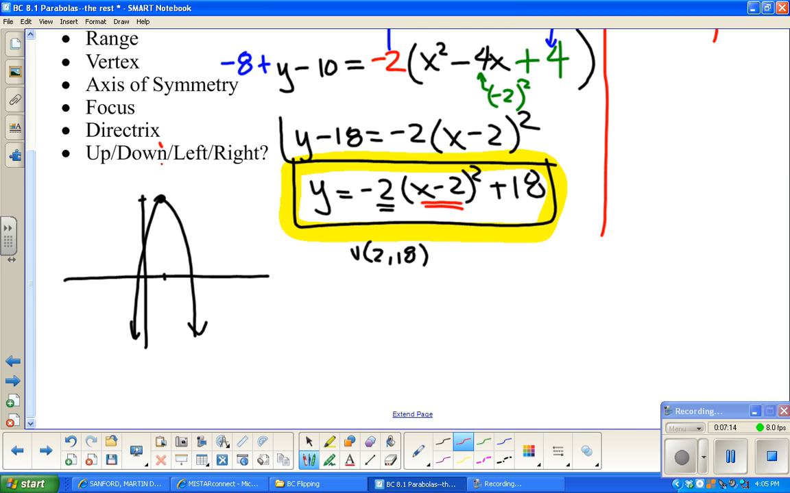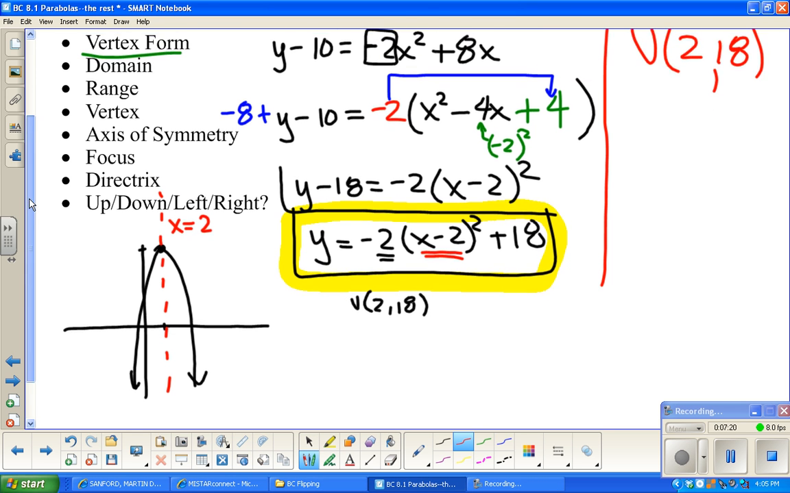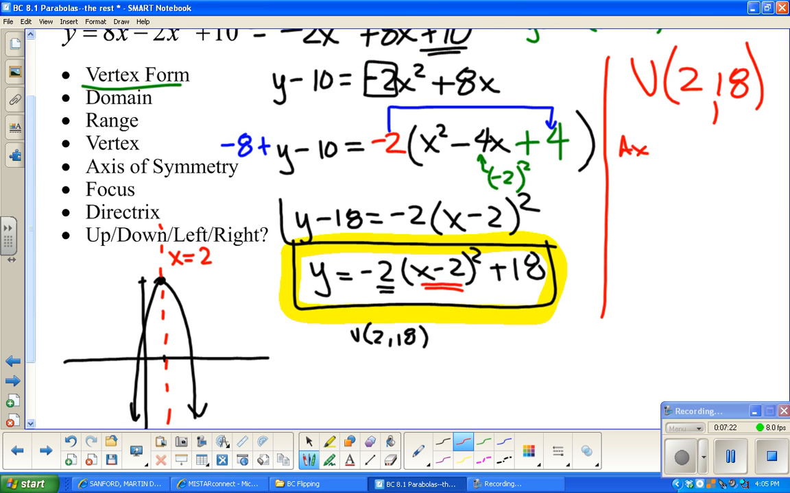Okay. Remember, the axis of symmetry goes right through it, and so this is vertical, so it has to have an x value. Okay, so let me keep my list going here. The axis of symmetry in this case is x equals 2. Okay. So we have vertex form, we have axis of symmetry, we have vertex. Next up, we'll do focus and directrix in just a minute.